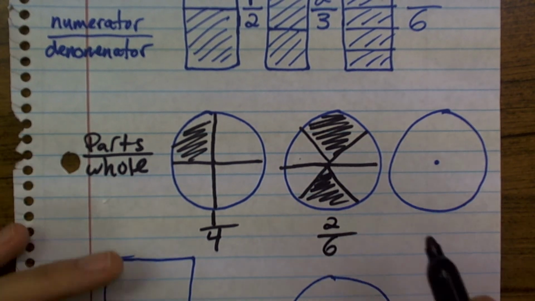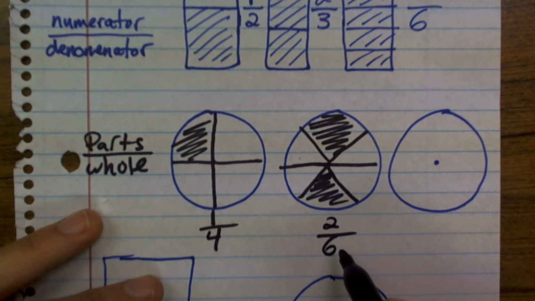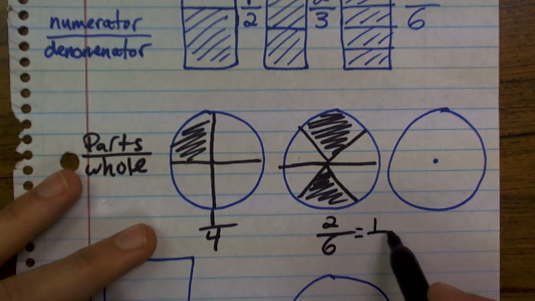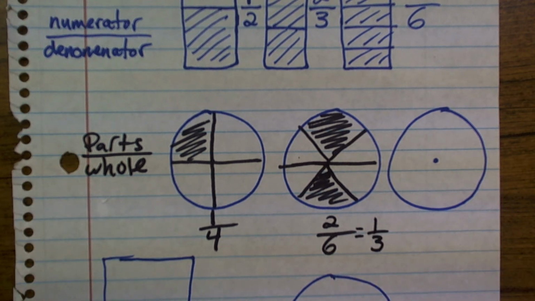And remember, we'll get into this a little bit later, but remember, we always want to make sure we reduce our fraction. 2 parts over 6 can be reduced down to 1/3. And again, I can show you that in another video. And actually, you know what? Yeah, I'll show you that in another video here.